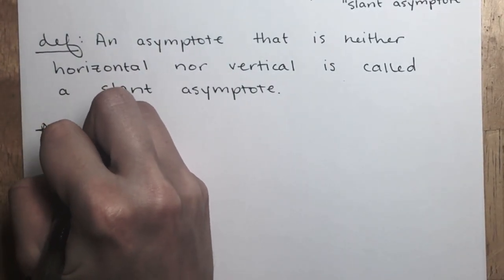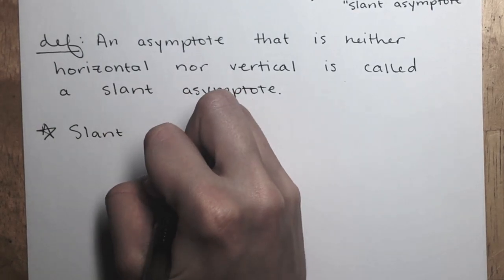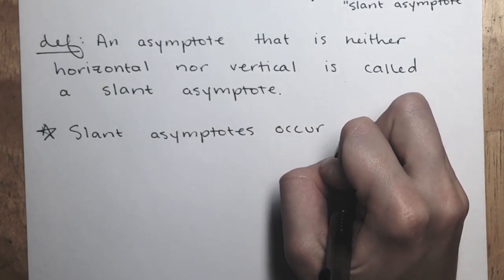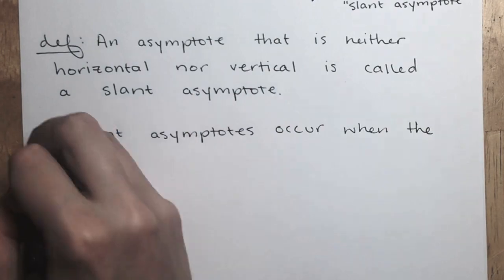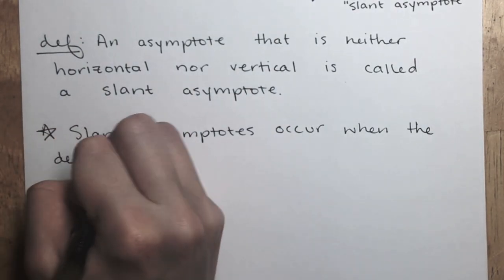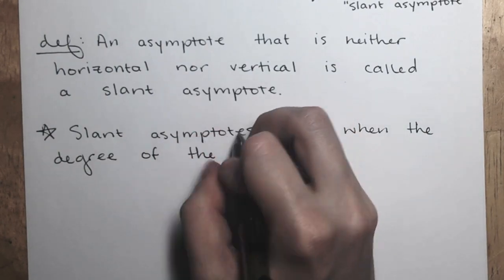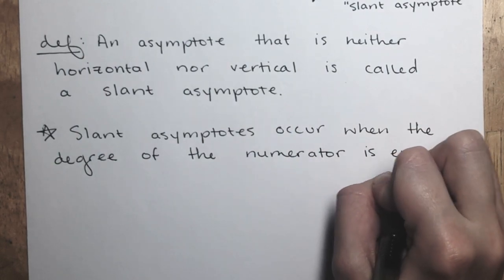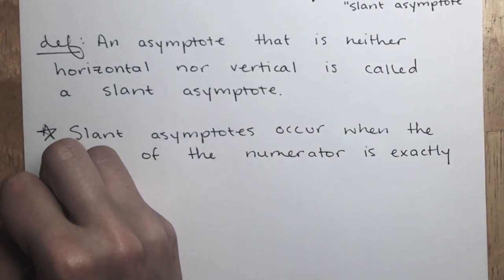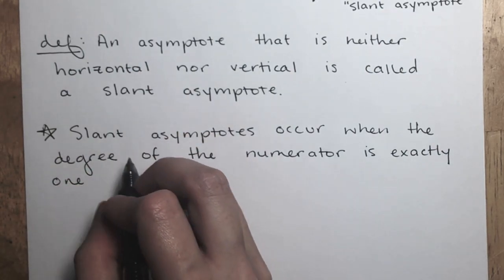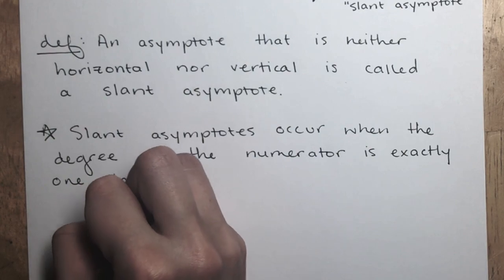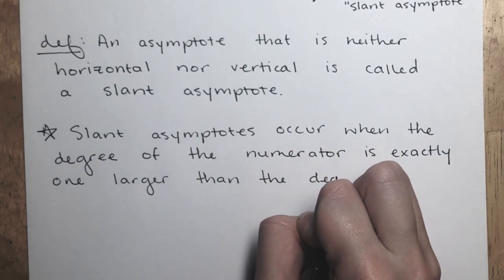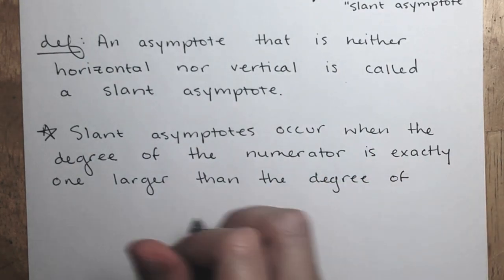So, fact: slant asymptotes occur when the degree of the numerator is exactly 1 larger than the degree of the denominator.